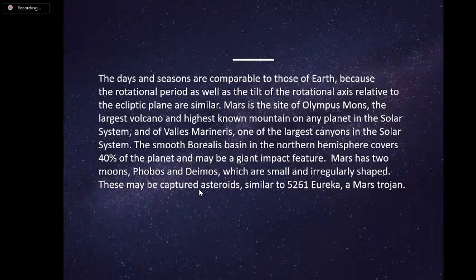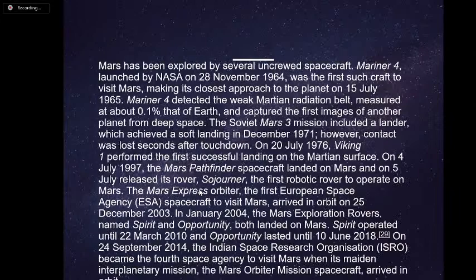Mars has been explored by several uncrewed spacecraft. Mariner 4, launched by NASA on 28 November 1964, was the first such craft to visit Mars, making its closest approach to the planet in 1965. In July 1965, Mariner 4 detected the weak Martian radiation belt, measured at about 0.1 that of the Earth, and captured the first images of another planet from deep space.